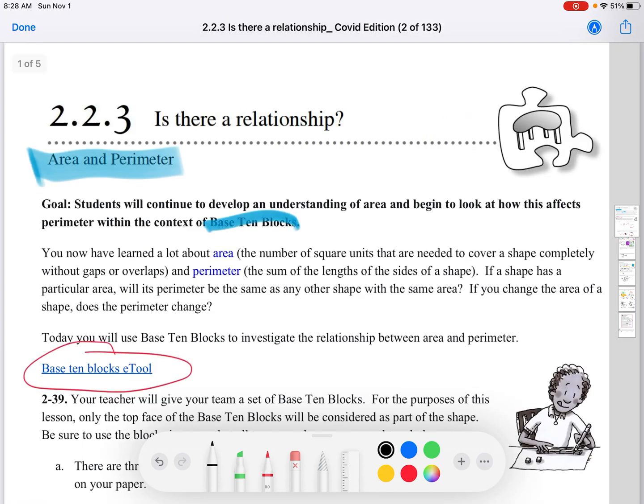Let's go back to the top. Our goal was for students to continue to develop their understanding of area. We did that by multiplying length times width and beginning to look at how this affects perimeter, which we played around with using base 10 blocks. I felt like we were pretty successful there today.